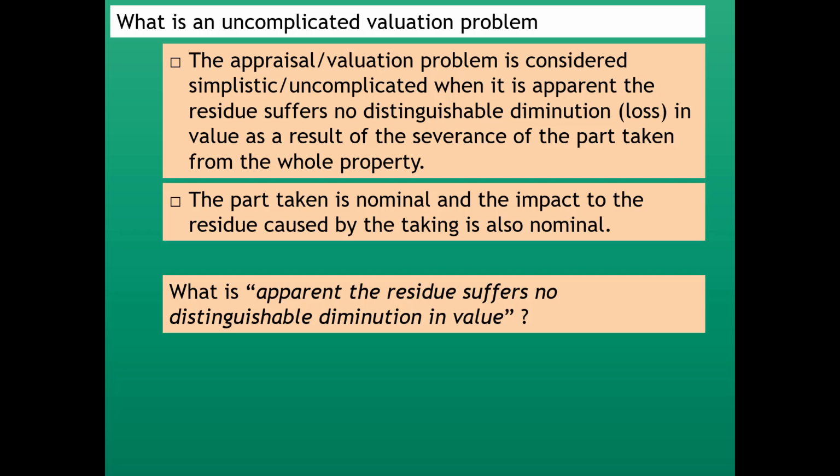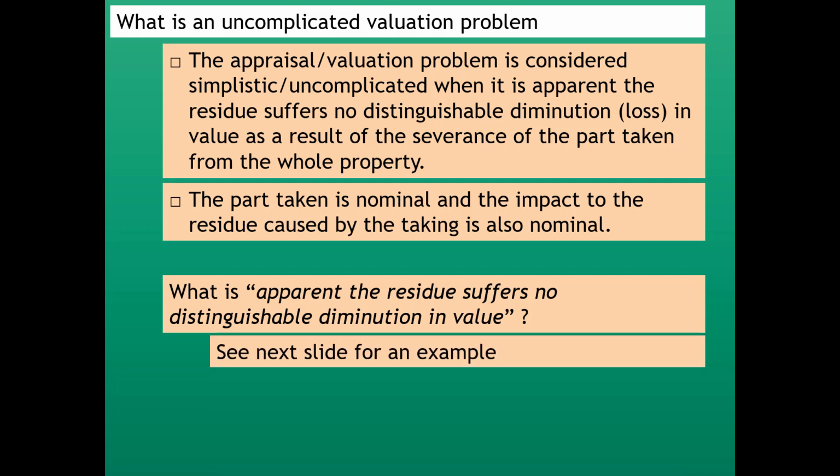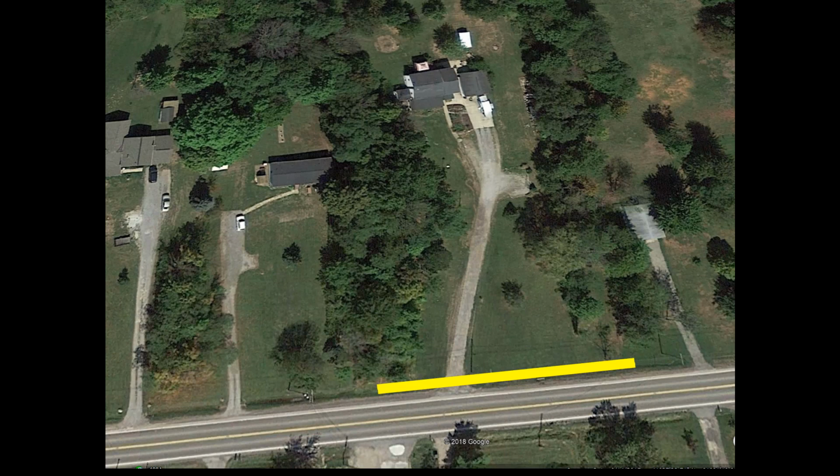So, that brings up another question. What is apparent the residue suffers no distinguishable diminution in value? Let's look at the next slide. And here is that example. What we're looking at is a single-family residential dwelling in a rural area. The property sits on a small acreage tract. The home is pretty far removed from the road, and we have a small strip take. That yellow line indicates the strip take, and the property rights that we're taking as a standard highway easement.